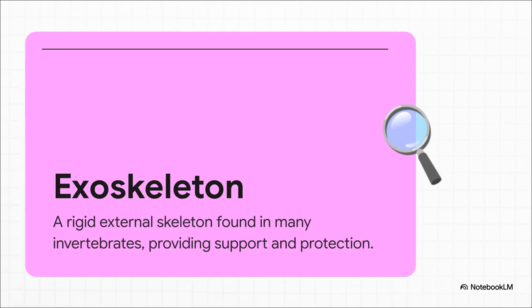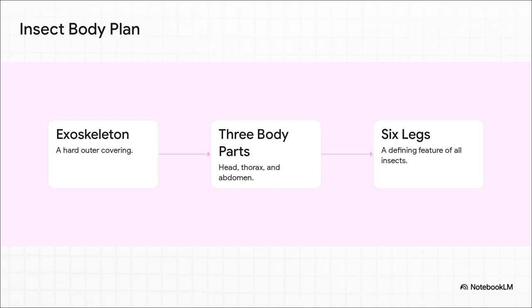It's exactly what it sounds like, a skeleton on the outside. It's like wearing your own personal suit of armor that gives you shape and protection. Let's use insects as our example. Since they're the biggest group of invertebrates by far, they all follow a really simple blueprint. 1, they have that exoskeleton we just talked about. 2, their body is always in 3 parts: a head, a thorax in the middle, and an abdomen at the back. And 3, they always have 6 legs.